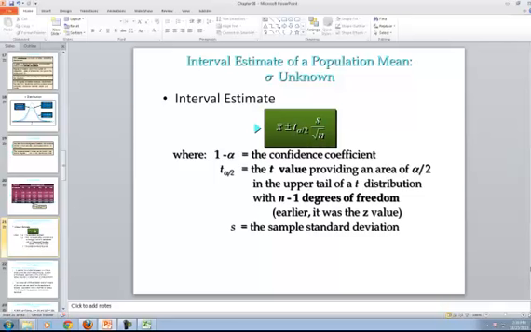As I said, it will be important for us to know the degrees of freedom. How do we determine the degrees of freedom? It's just n minus 1. So if we have a sample size of 30, degrees of freedom 29. If we have a sample size of 50, degrees of freedom 49.